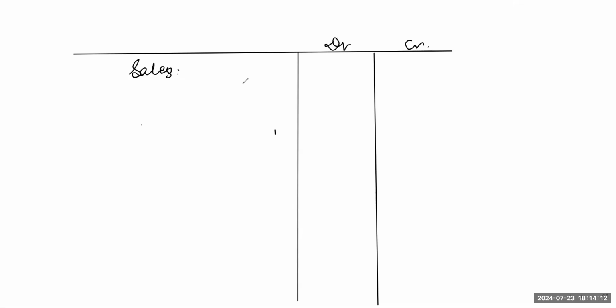Yes, ma'am. Sales will be credit as it is a revenue. Very good. This is the way you have to answer: which balance and for what reason? Okay. Yes, next. Ma'am, debtors. Debtors are an asset, so on the debit side. Very good.